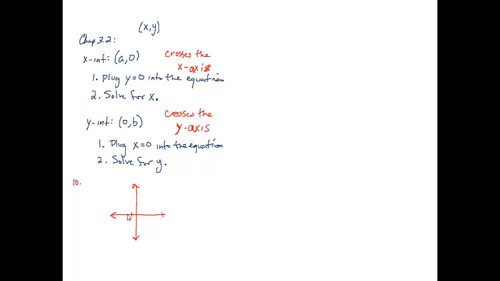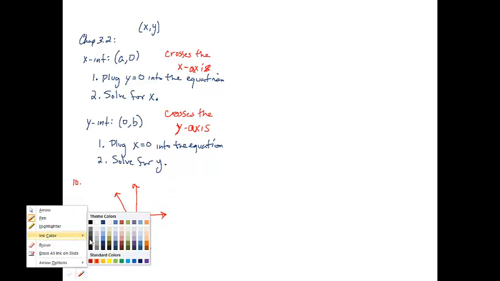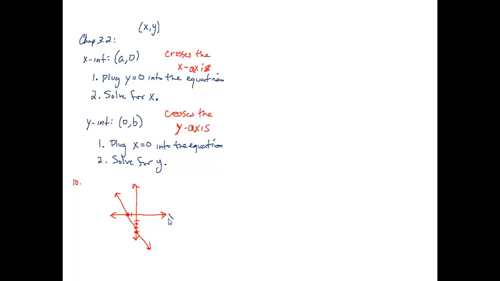Alright, that's the best I can do. Okay. So the x-intercept is where the graph crosses the x-axis. Let's figure out which one of these axes is the x. The horizontal is the x-axis. So where does the graph cross the x-axis? Right here. What is that point? It's -2. So the x-intercept is -2.